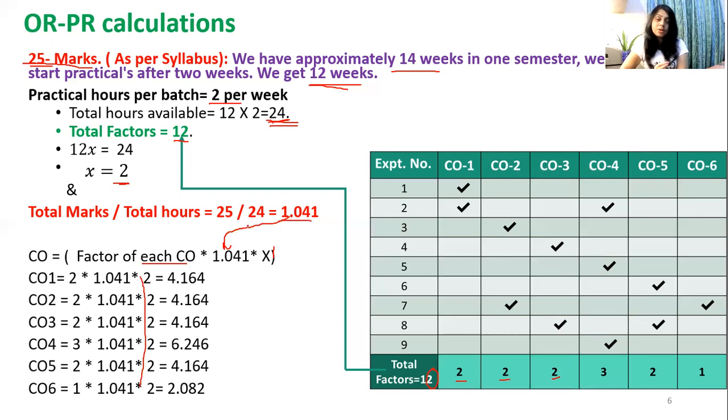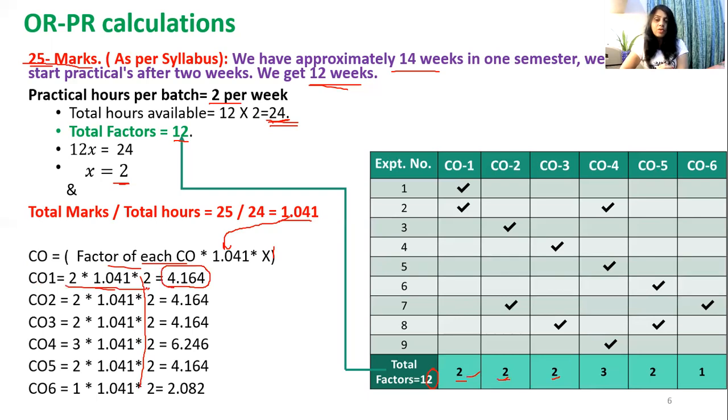It is marks per hour because we are calculating practicals according to hours allotted. So this is the same for everything. And here, for the factor for each CO, you have to pick up these numbers. So it is 2, 2, 2, 3, 2, 1. Multiply. After multiplication, you will get this value.